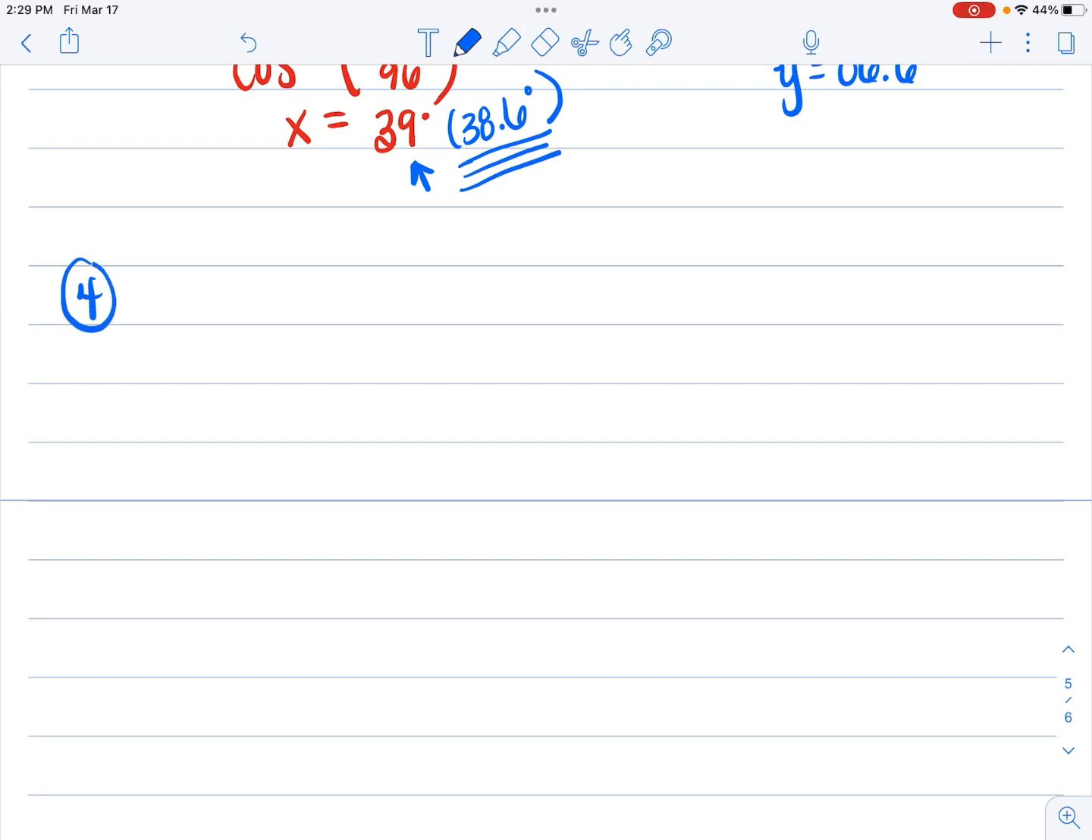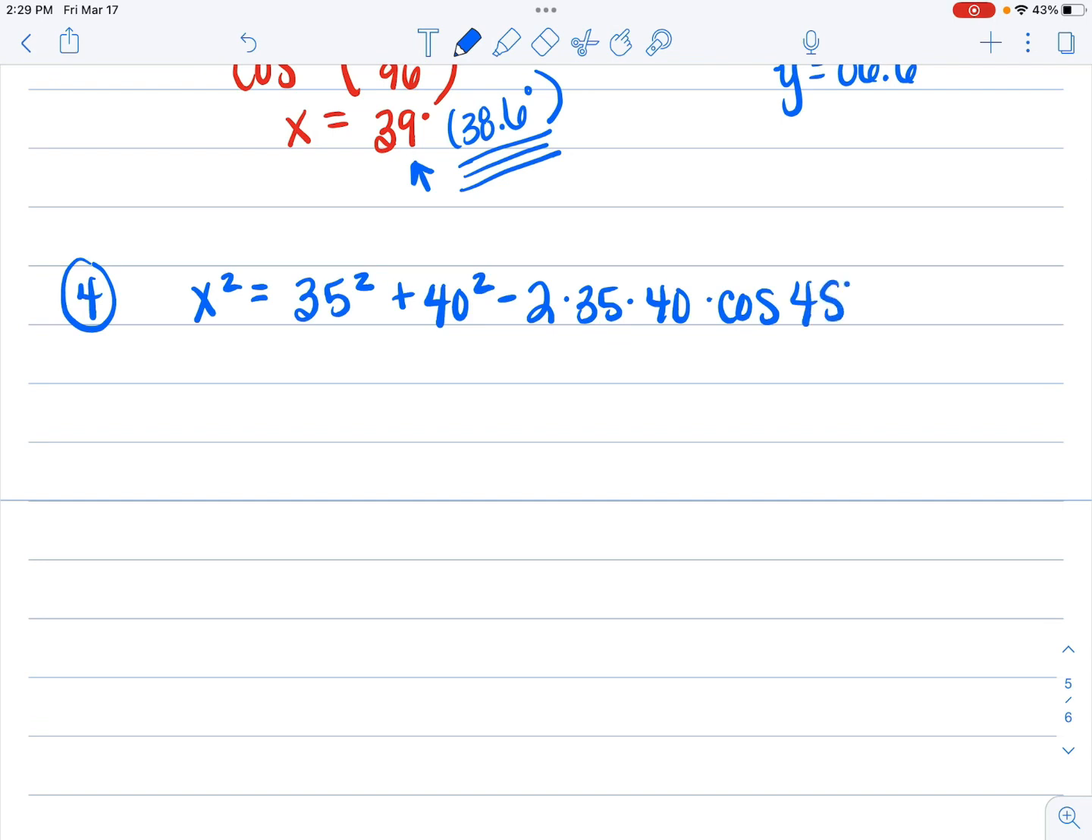So for number 4, again, the x is going to go in the front because that is the side I'm looking for. The other two sides in any order, which are 35 and 40. I'm going to have big numbers here. 35 squared plus 40 squared minus 2 times 35 times 40 times the cosine of, and then the angle they give me is 45 degrees. So I'm just going to put all of that in my calculator. I like finding sides with the law of cosines. It's really super easy. There we go. Get a funky decimal.